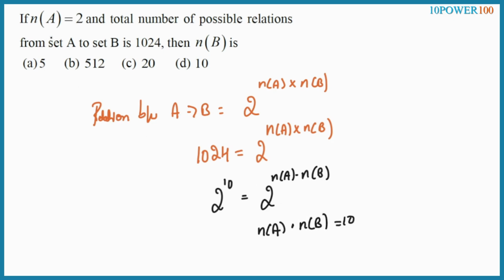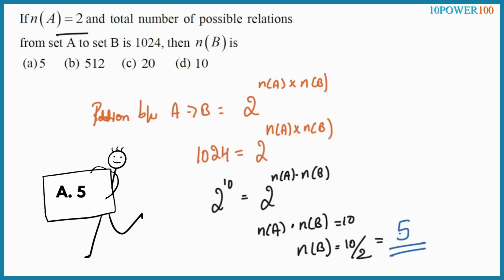The n(A) value is given, n(A) is 2, right? So n(B) will become 10 by 2. So what is 10 by 2? 10 by 2 is 5. So we can conclude here that option A is the right answer.